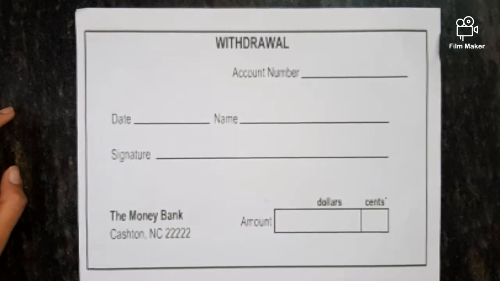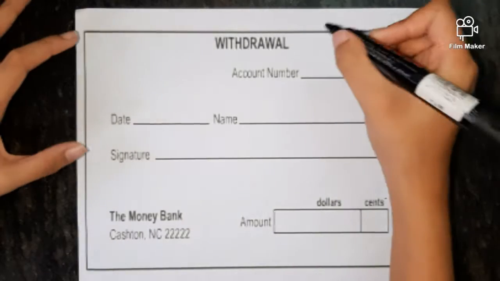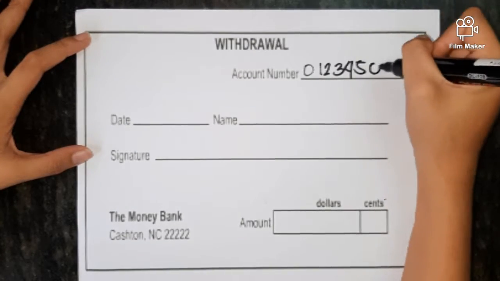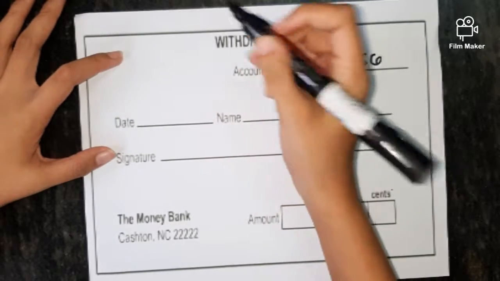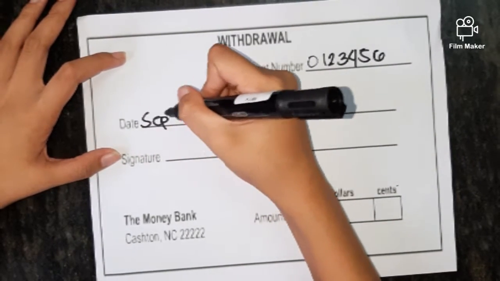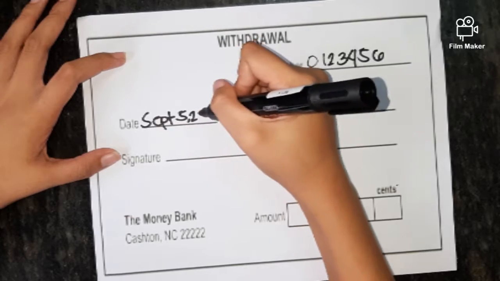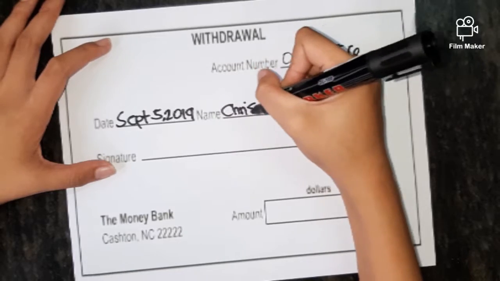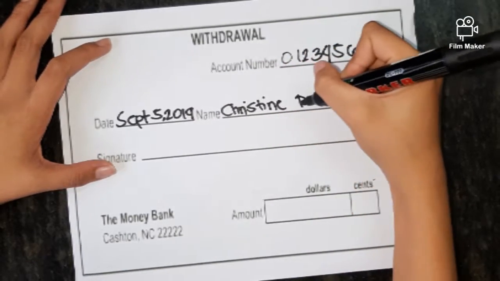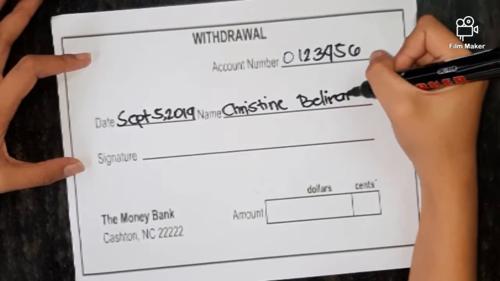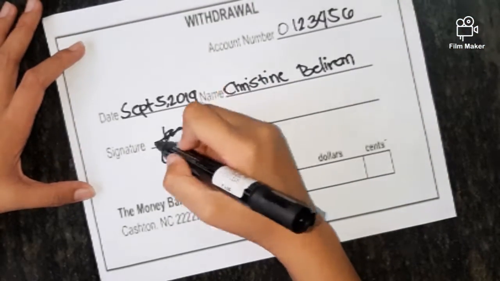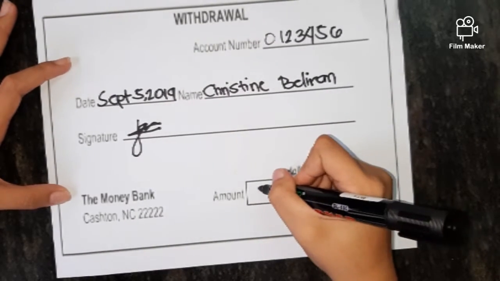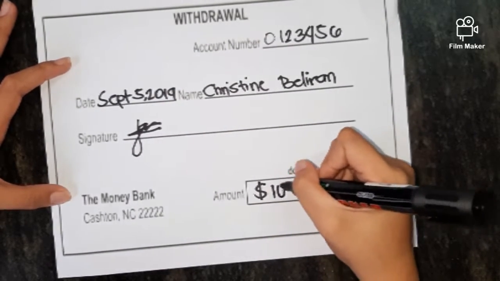Example of withdrawal slip. Ilalagay mo yung account number mo. And yung date, kung kailan ka mag-withdraw. And yung pangalan mo. Then signature. Yung amount. Halimbawa, $100.